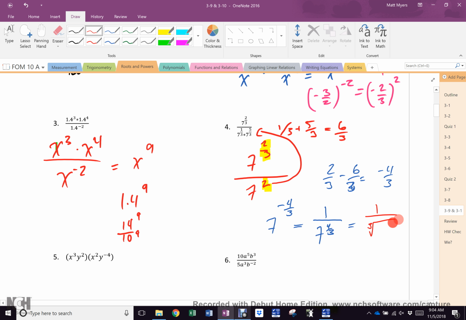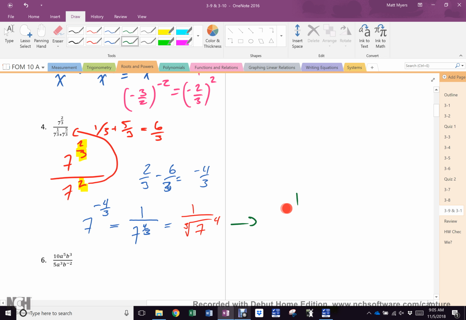Cube root of 7 to the power of 4. And you could even simplify that once more, which I am never going to make you do, but I do want you to see it. Okay? What I'm about to write, you just have to look at.